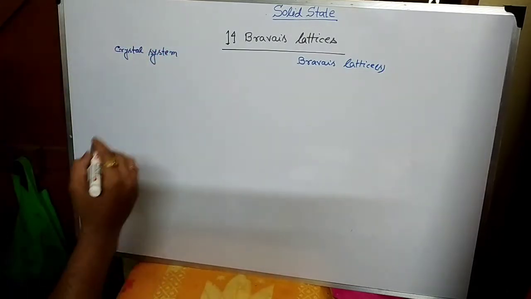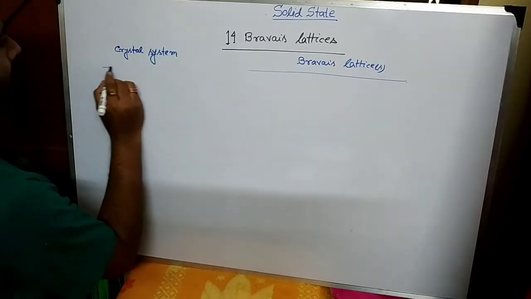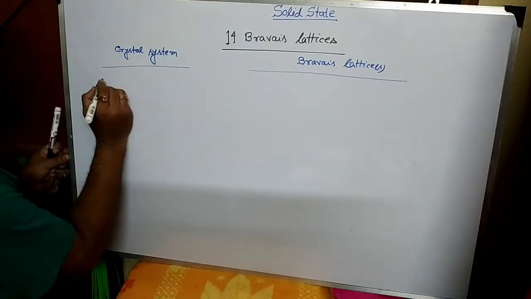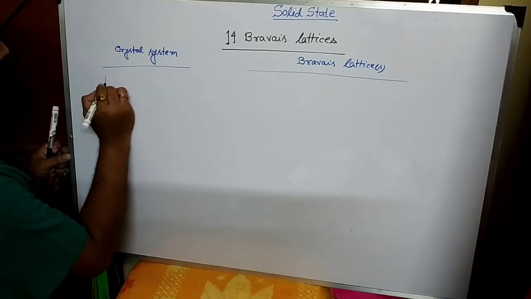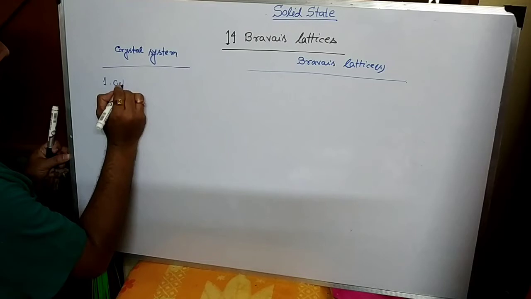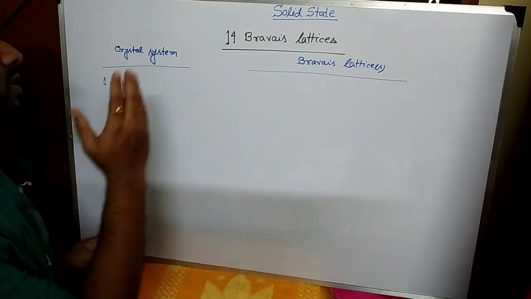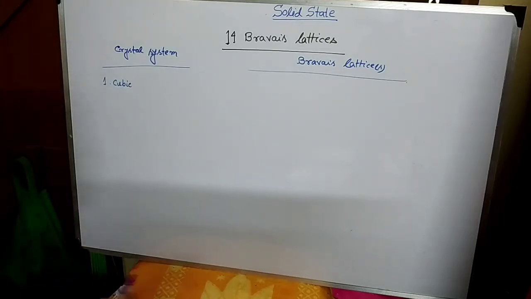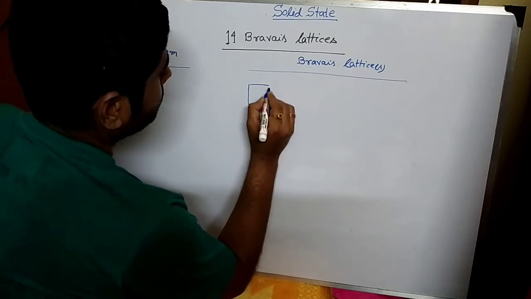Bravais lattice or Bravais lattices. So the first crystal system is cubic. In the cubic system, there are 3 Bravais lattices. What are those? Let us have a look with proper structure.